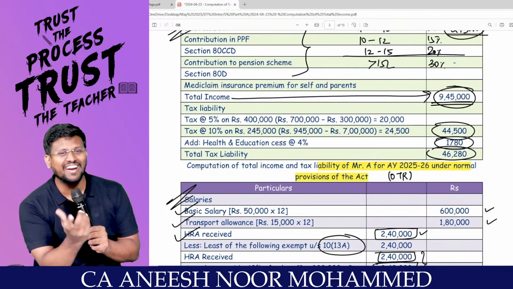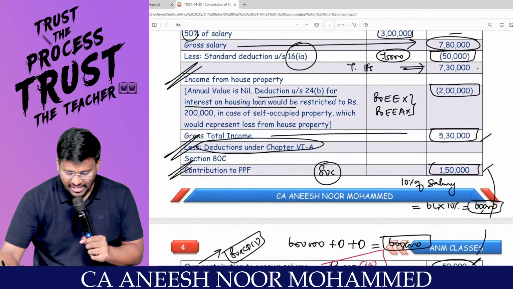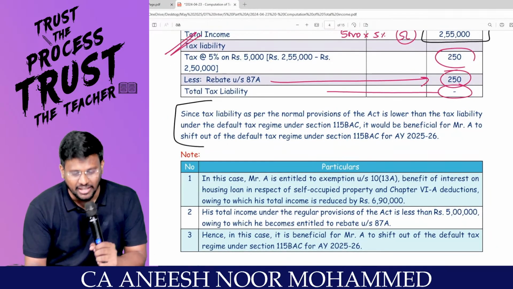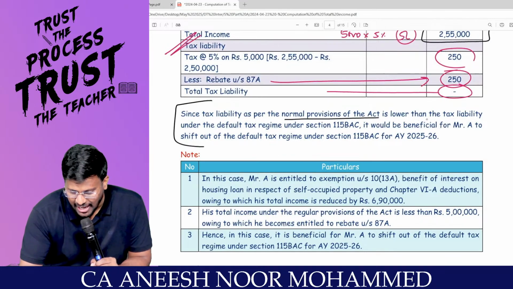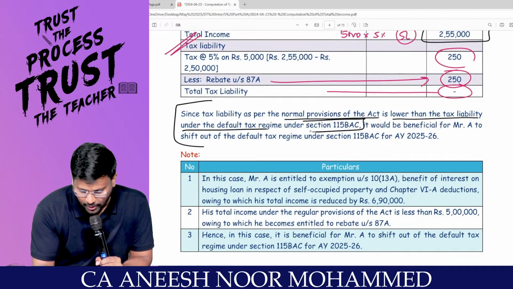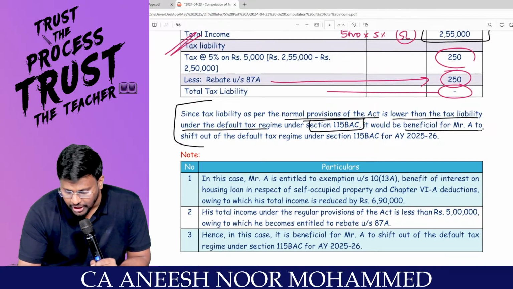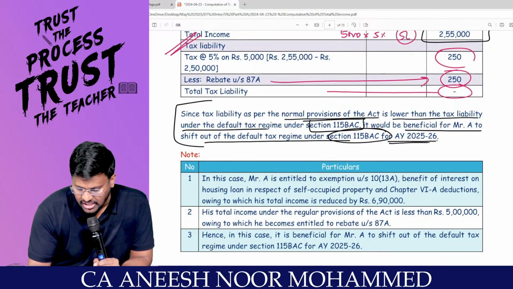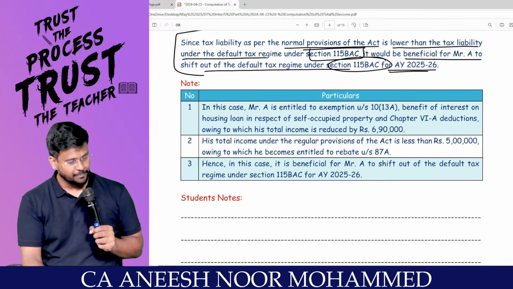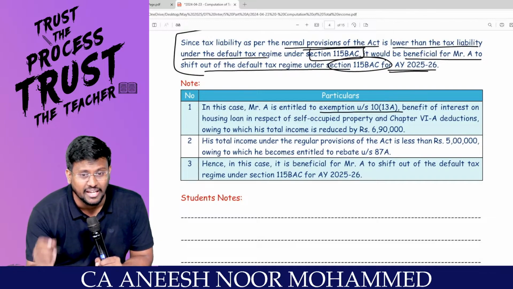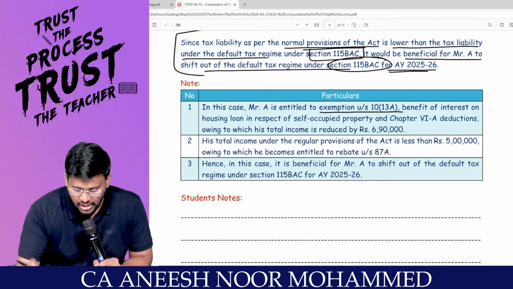Or optional tax regime without paying any tax. Sir, since the tax liability as per the normal provisions of the Act is lower than the tax liability under the default tax regime under 115BAC, it would be beneficial for Mr. A to shift out of the default tax regime under 115BAC for assessment year 25-26. In this case, Mr. A is entitled to exemption under 10(13A). In which case? Optional tax regime.